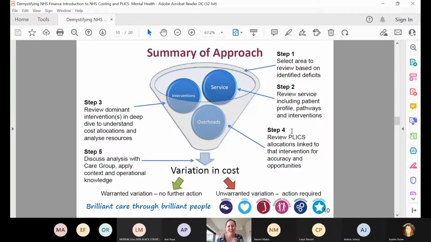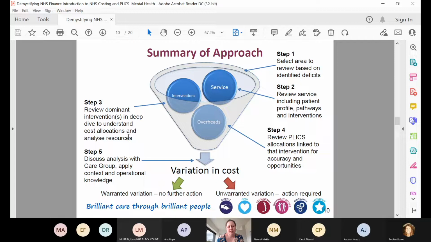What we came up with here was a 5-stage approach that thought about how we looked at all the key components of a service. So we started off thinking about which area are we going to look at, and we did this based on identified surpluses or deficits from our service on reporting. We then looked at reviewing that service. So actually what constituted the service? So what was our patient profile? What pathways were in place? What interventions were we running?